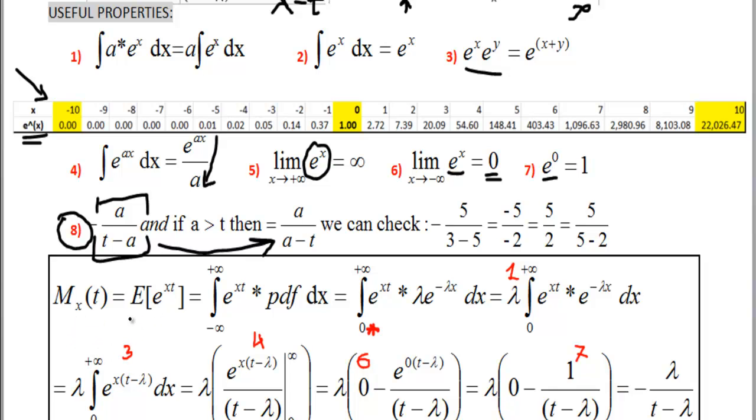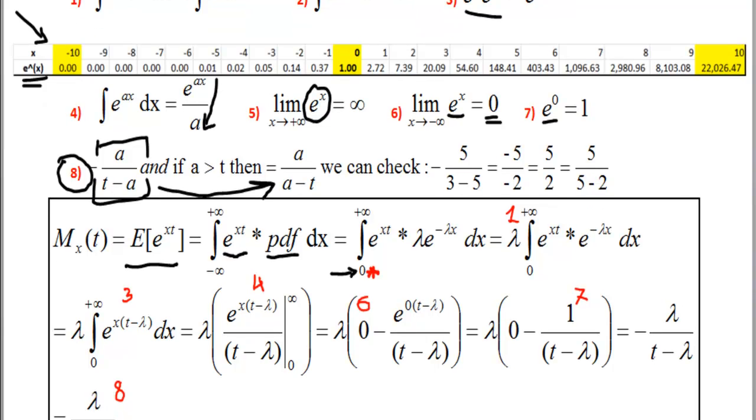A moment generating function is defined as an expectation of e to xt, and expectation is just this function times the PDF. Okay, now even though the definition of MGF has limits of integration from minus infinity to positive infinity, we plugged here 0 as the lower limit of integration because our exponential function is defined for all values greater than 0. So there's no point of integrating from minus infinity, because there's no probability mass there for all values less than 0.